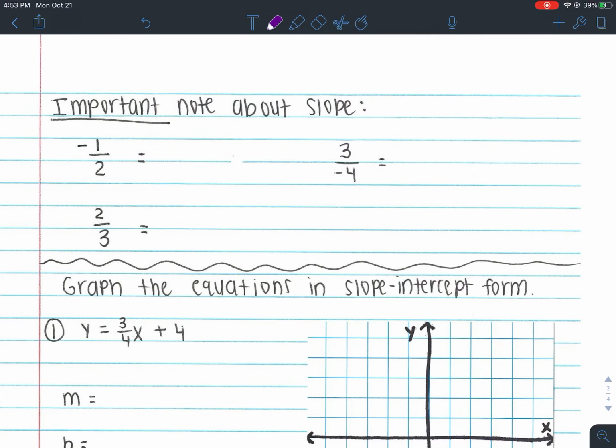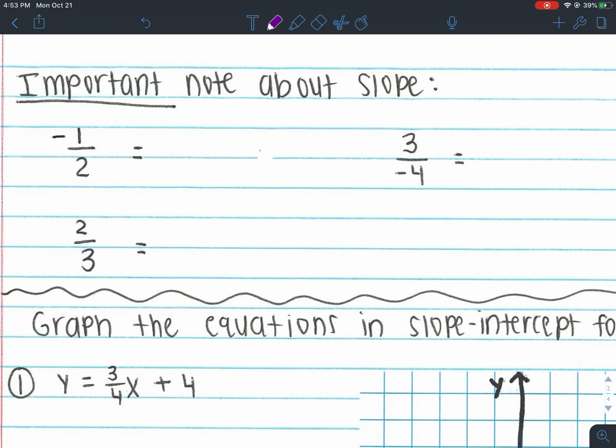Okay. Important note about slope, or really any fractions in general. I'm letting you know this because you will need this for graphing, so this is super important that you're listening and taking notes. Okay, so -1/2 as a decimal is -0.5. But isn't 1 over -2 the same thing? If you put 1 divided by -2 in the calculator, you're still going to get -0.5. So regardless, these are both -0.5.